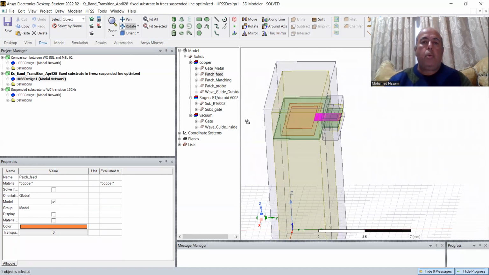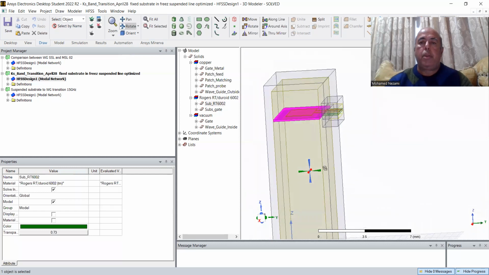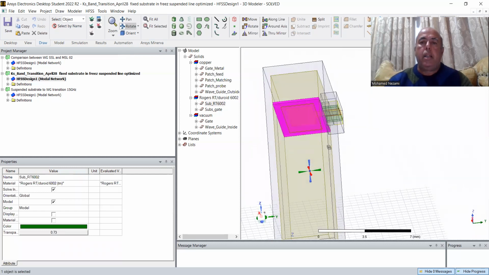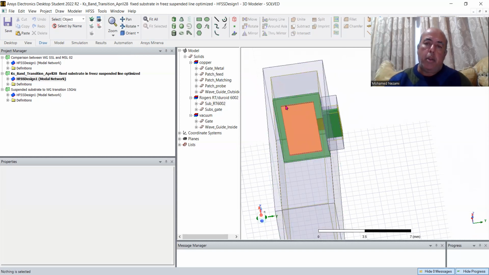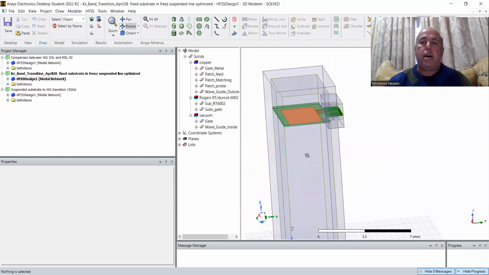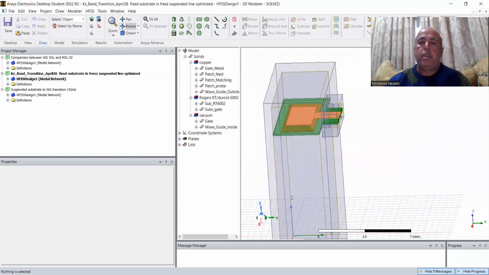And then we have a substrate, a Rogers 6002, where the probe sits. And at the same time, we have on the back of the substrate another patch. And so this here acts as a waveguide to suspended line transition.